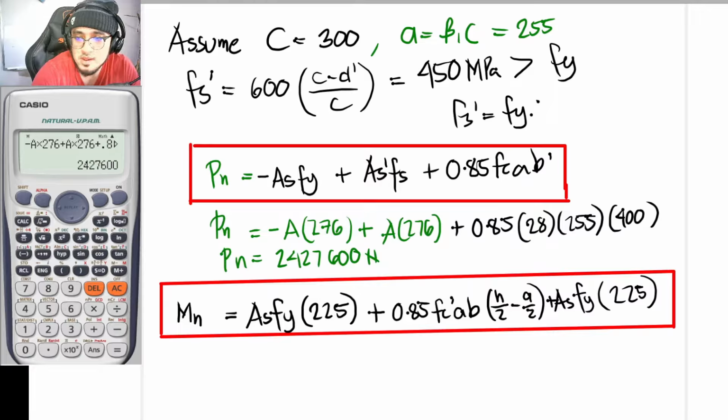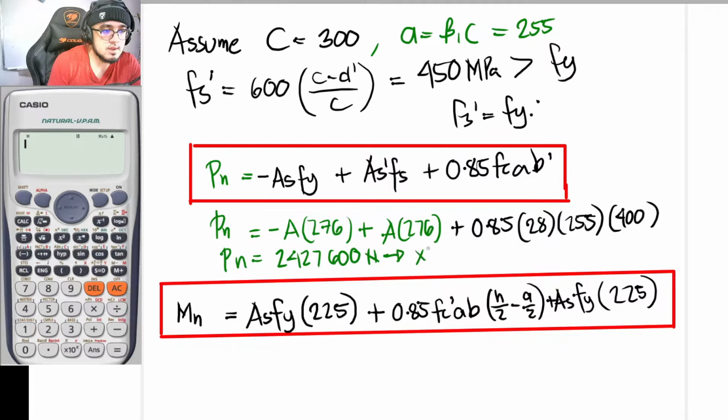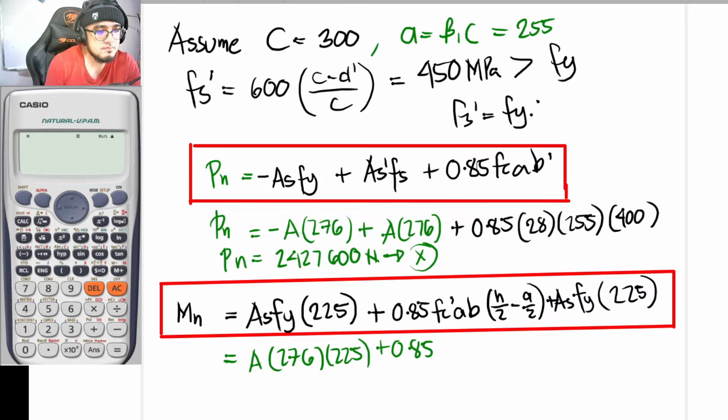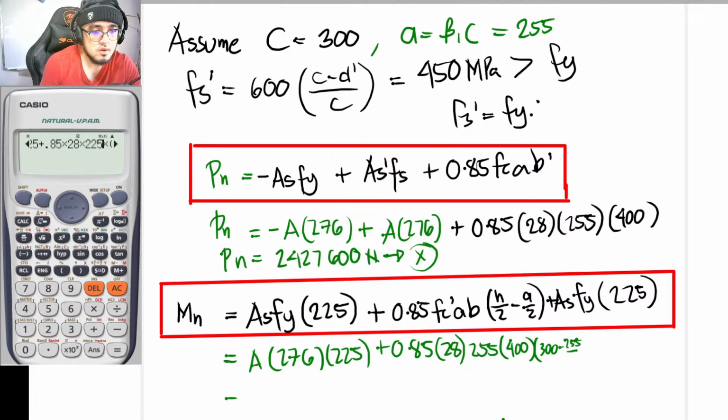So I would be maybe storing this to X. So shift store X. Okay, and as for our Mn, this is now A times 276 times 225 plus 0.85 Fc prime, which is equal to 28, times A, and our A is 255, so times 255 times B, and our B is equal to 400, times H over 2, which is now equal to 300 minus A over 2. So minus 255 over 2.